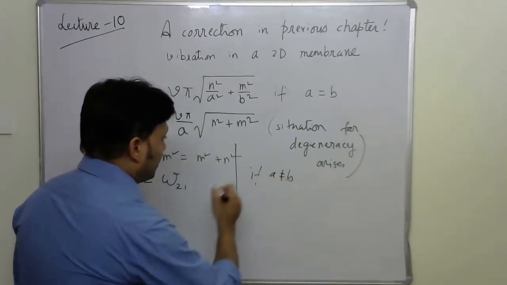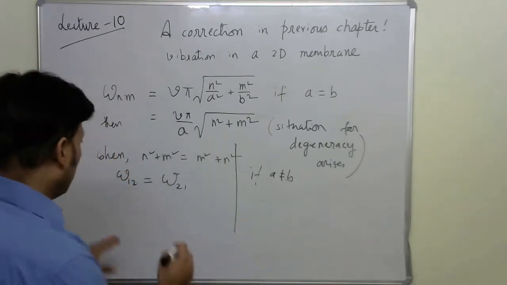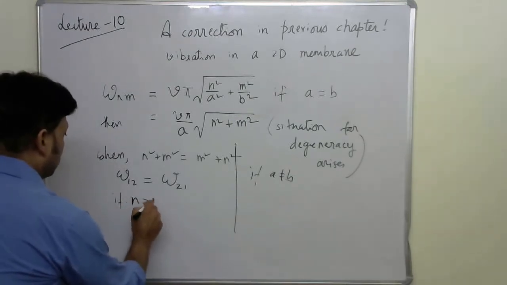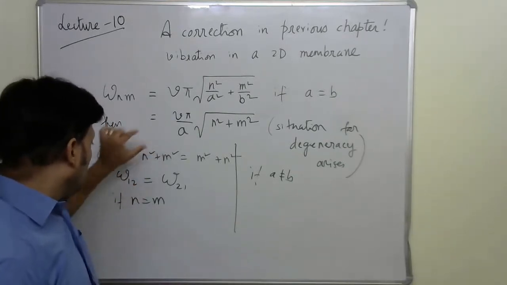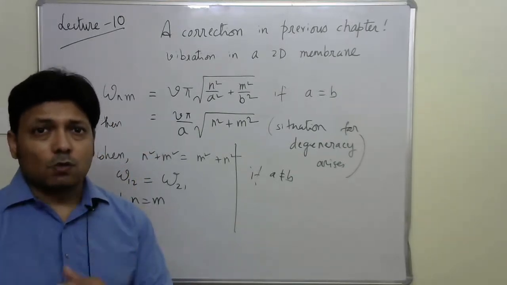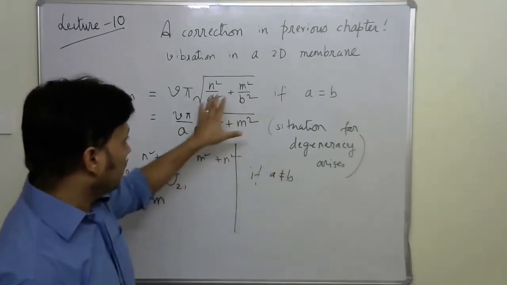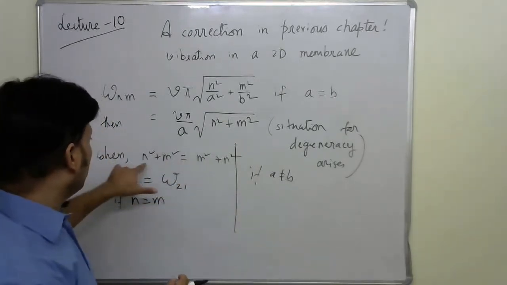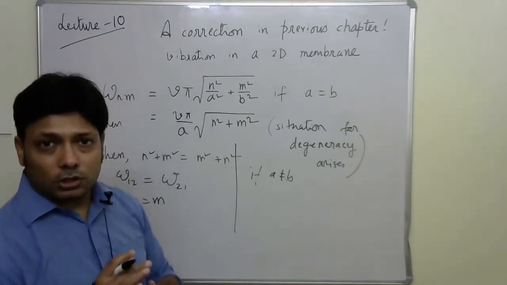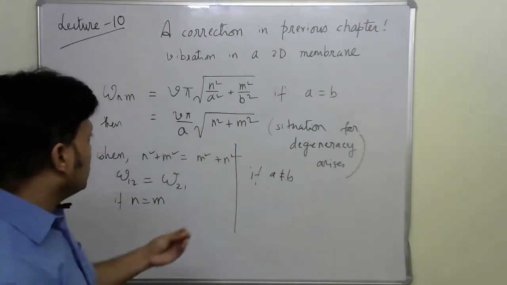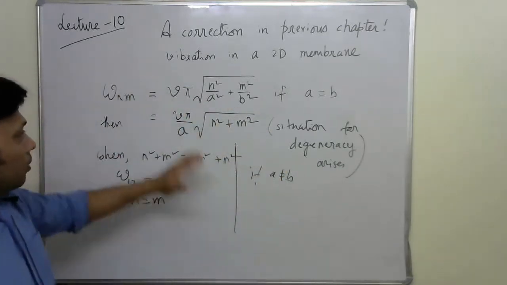If A is not equal to B, then the situation for degeneracy would never appear. And of course, if n is equal to m, the degeneracy also breaks down. That means it has only one frequency, one mode, and we call it a non-degenerate mode. Same thing here: if A is not equal to B, even if this condition is fulfilled, every situation would be non-degenerate. So that was the little mistake during the last lecture. This is to be remembered, and I have corrected it.